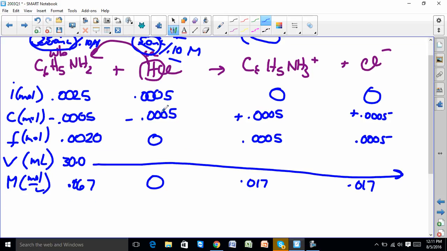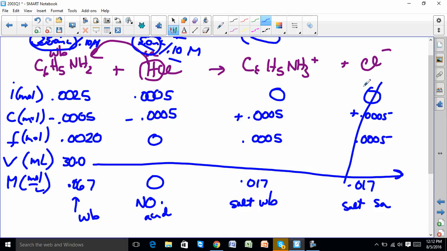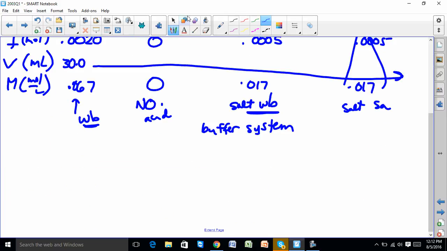Now, this is interesting. Okay, so what's going on at this point in the titration is that you have a weak base. You have no acid, no acid. You have the salt of a weak base, and then you have the salt of a strong acid. Now when you have a weak base and the salt of a weak base, you have a buffer system. And the way that you get the pH is that you have to use the Henderson-Hasselbalch equation. I'm going to extend this page.